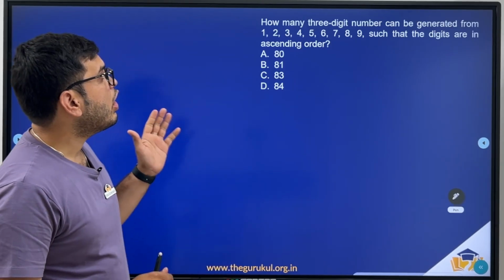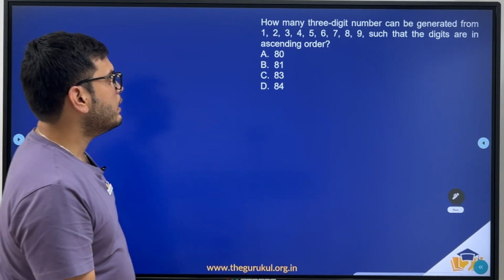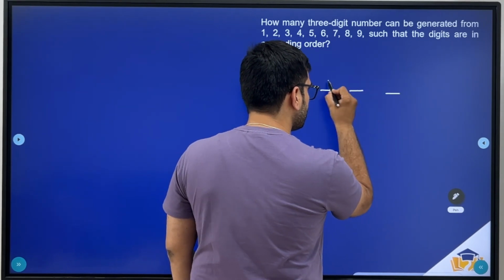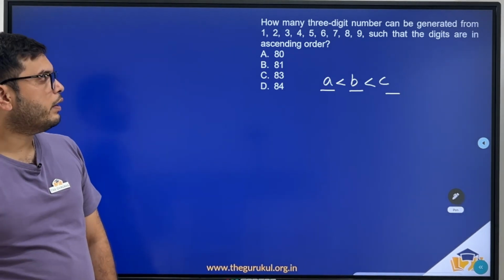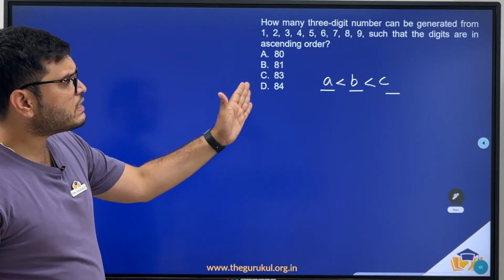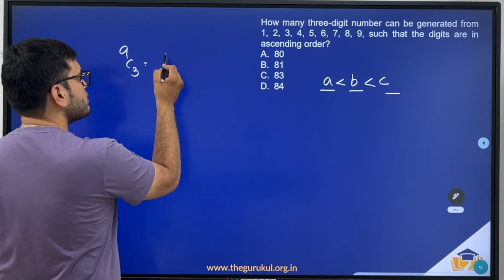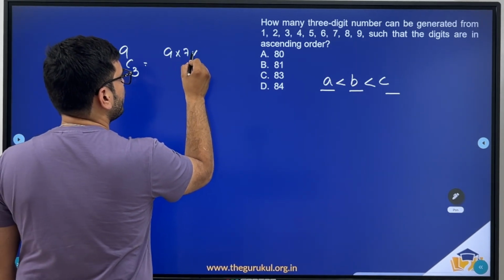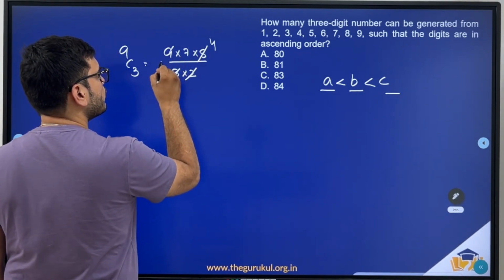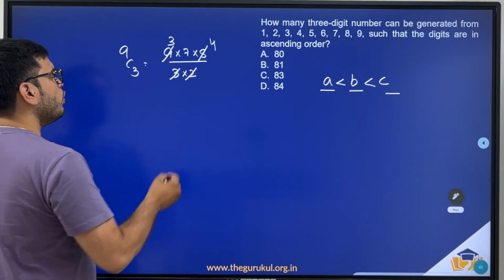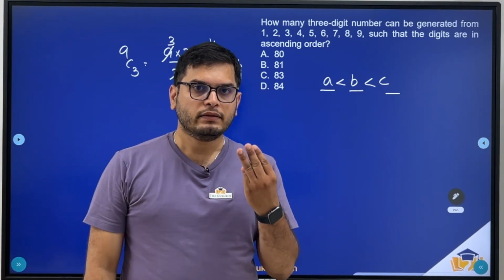Now coming to the last question, how many 3-digit numbers can be generated from 1, 2, 3, so on till 9 such that the digits are in ascending order? So if I consider 3 digits A, B and C, A should be less than B and B should be less than C, right? Now first let's select 3 digits from these 9. That can be done in 9C3 ways. So this is nothing but 9 into 7 into 8 by 3 into 2. So this is 2 times 4, 3 is 9, 3 into 4 12, 12 into 7 84. So we have 84 ways of selecting 3 digits from 9 digits.